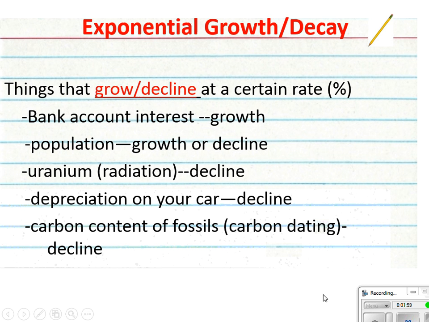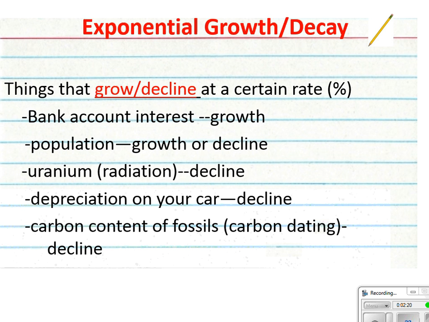All right, I need you to write this down because these are a couple of examples of what exponential growth and decay really are. Exponential growth and decay are things that grow or decline, but they grow and decline by a certain rate. So bank account interest, that's going to be a growth because you put money in your bank account, you make interest, you make money.